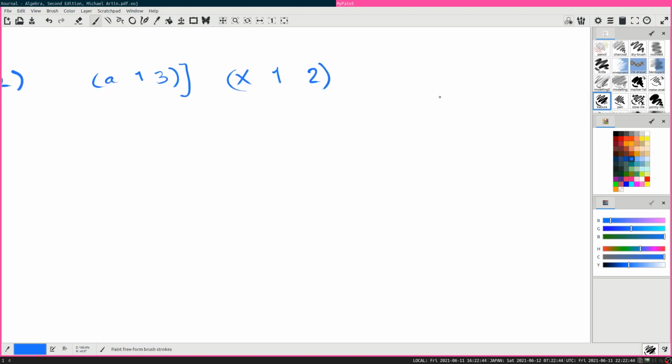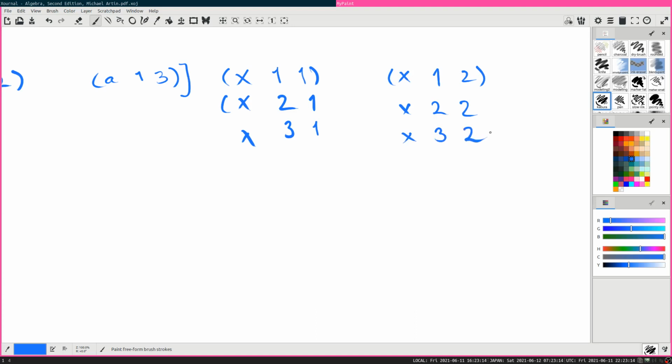I wrote it down on paper. Oh, nope, that's X1, 1. I want X1, 1, parens, X1, 2, X2, 1, X3, 1, that looks like 7, 1, X2, 2, X3, 2. Is that correct? Looks like it.